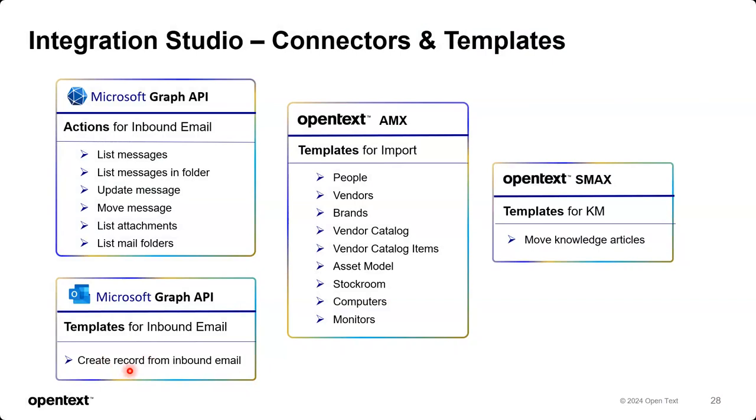When you look at the actions, there are multiple actions that you could execute, like list messages in a particular folder, update message, move message, list attachments, and list email folders. These are all handy actions that you would require when you want to write a scenario to create a record from an inbound email.